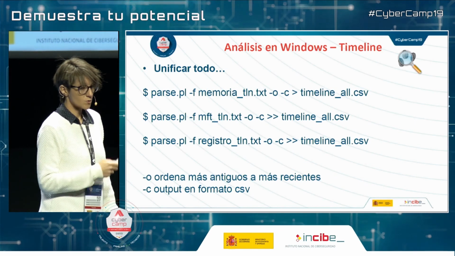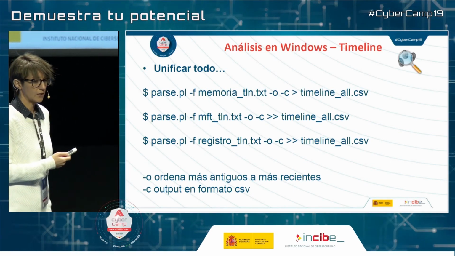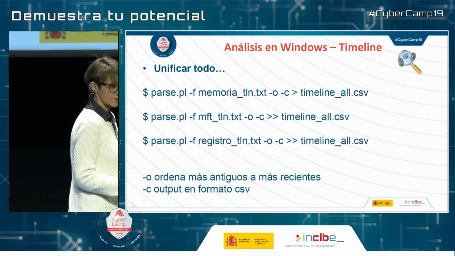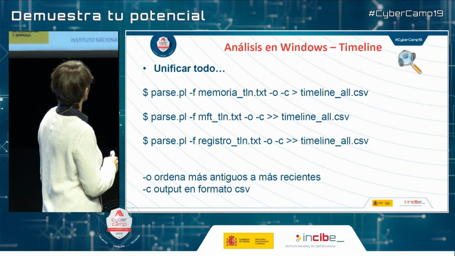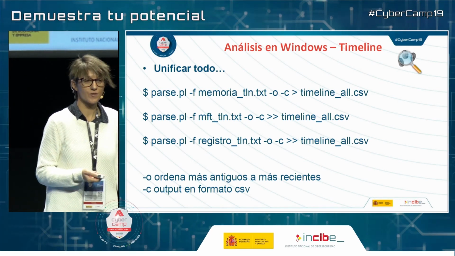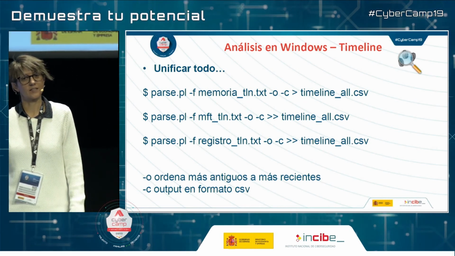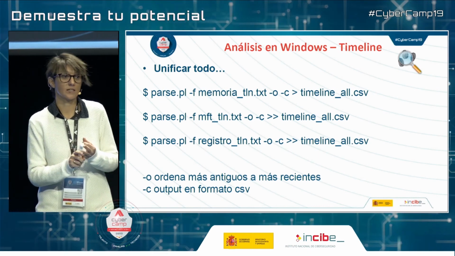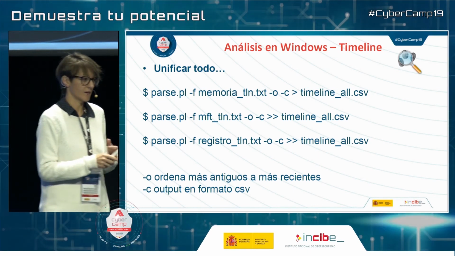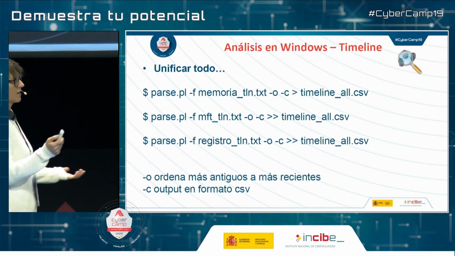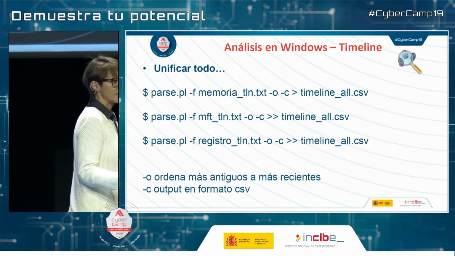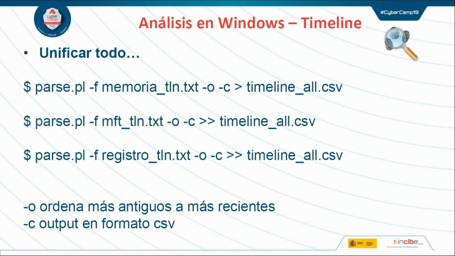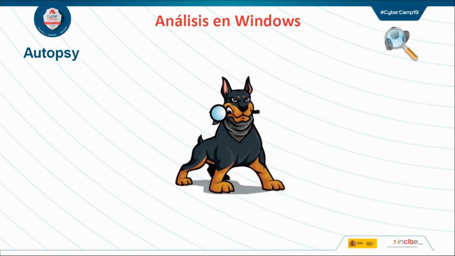And then we would just compile and put everything together. We take our parse tool, we take all our TLNs, and we save the output to a CSV. I love CSVs. So we've got the output option -c, and we are indicating CSV. The timeline is all: we have memory, we have the file system, and we have the registry. So we have our timeline recreated here. Now we can start analyzing that timeline and see in chronological order what happened in that system. Then we would add that timeline to the reports, and that would be it.